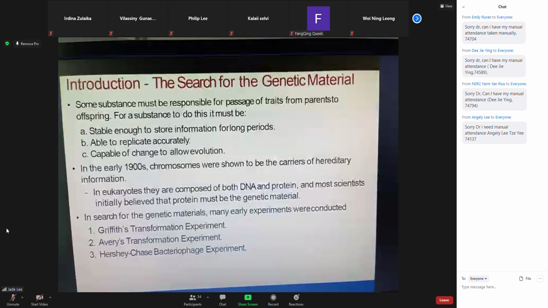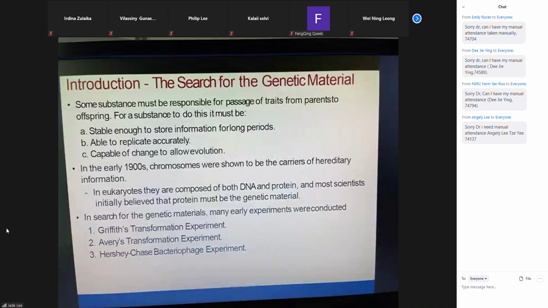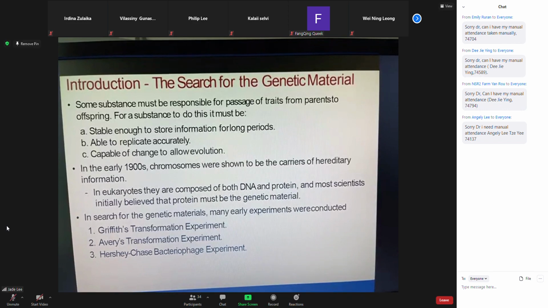So in the early 1900s, the chromosome was shown to be the carrier of hereditary information. In eukaryotes, chromosomes are composed of both DNA and proteins, and most scientists initially believed that protein must be the genetic material, because at that moment they still didn't know what a gene was. Genes actually encode for proteins, but at that point they believed it was only the protein.